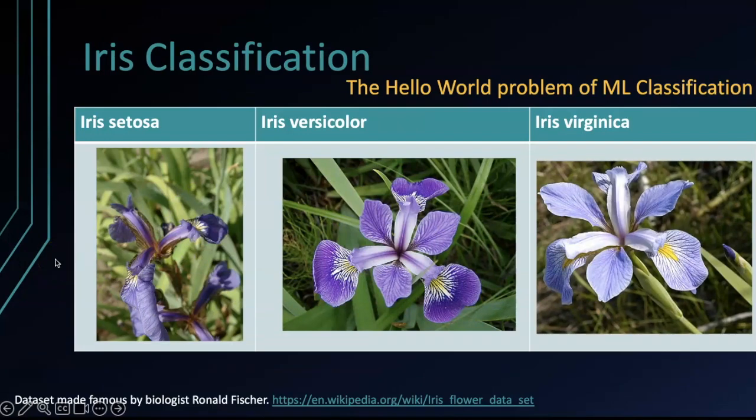Hello, programmers! Today we're going to talk about a classic machine learning problem of iris classification. This data set was made famous by a biologist, Ronald Fisher, and I found these lovely pictures of the 3 different species of irises on Wikipedia.